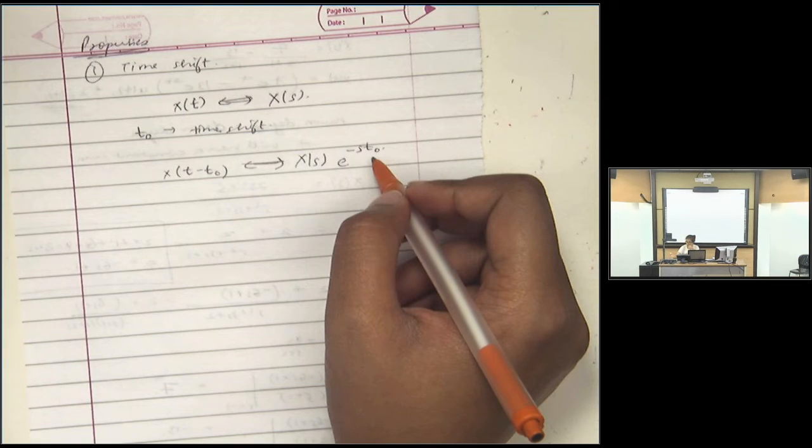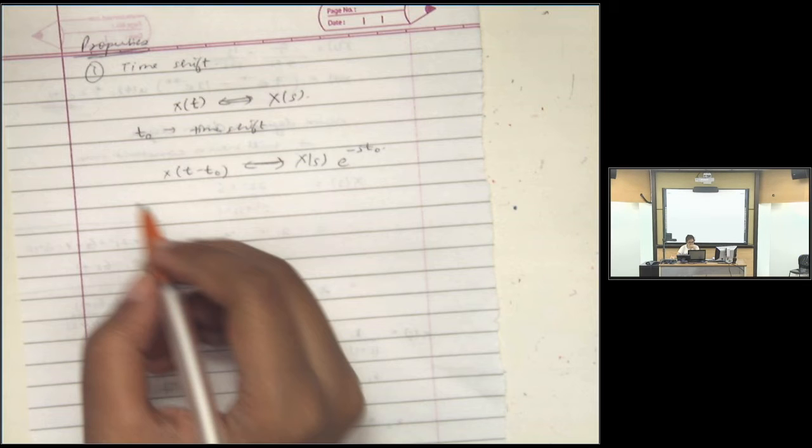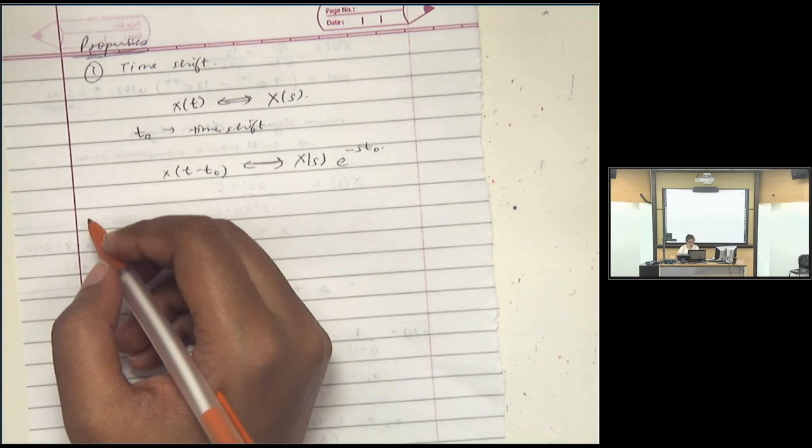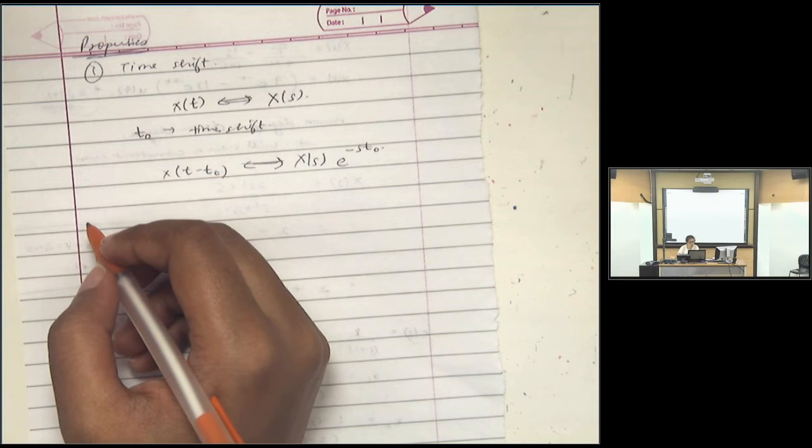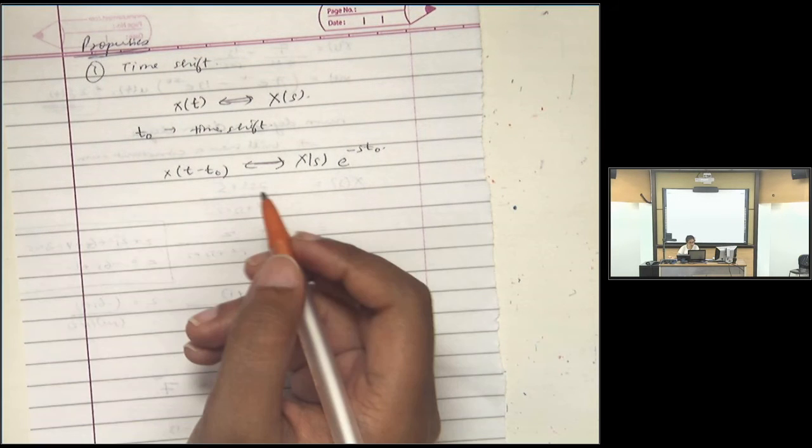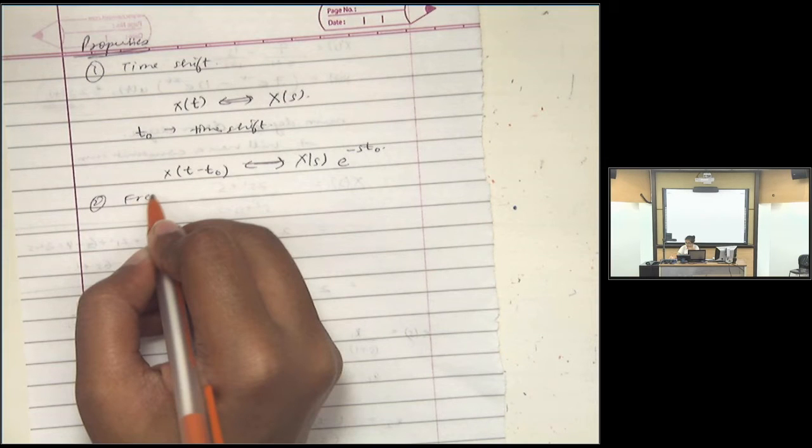Alright? Now, you have a homework question which is to prove why this is the case. So, that's what you'll do. I won't be discussing the proof here. The next property is frequency shift. So what will happen if you shift in the frequency domain and you look at the time domain? Okay, so next is frequency shift.